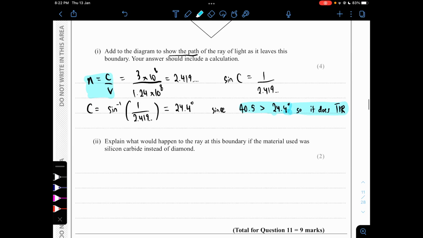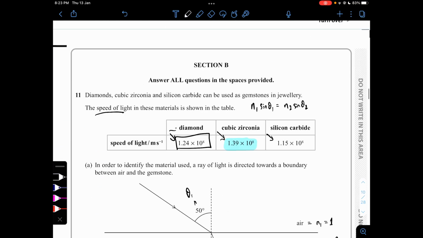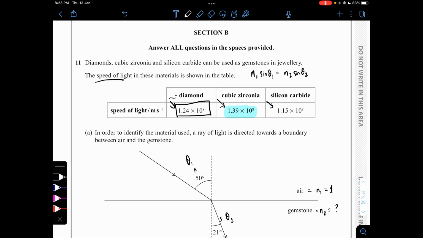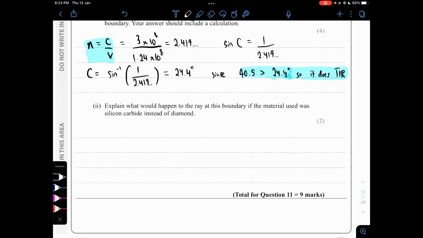Alright, let's move on to part II. What would happen to the ray at this boundary if the material used was silicon carbide? Now what is silicon carbide? Do we know anything about silicon carbide? We know it has less velocity, 1.15. So let's look at what we would get. So this would be what? N would be, in terms of diamonds, of C over V.